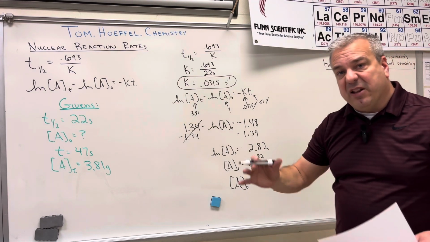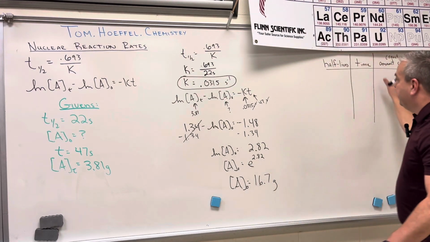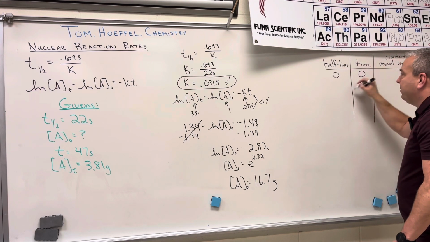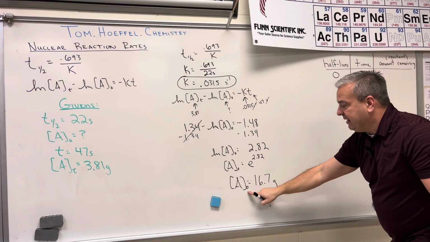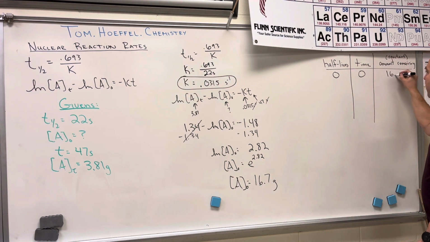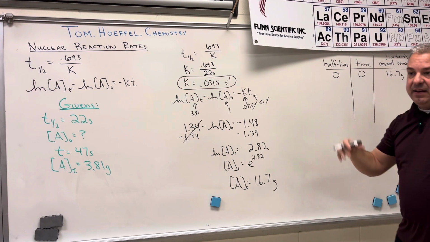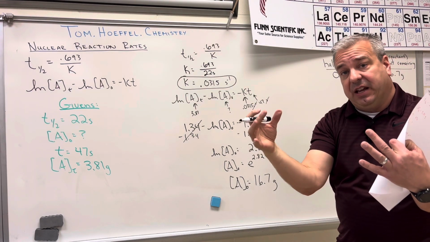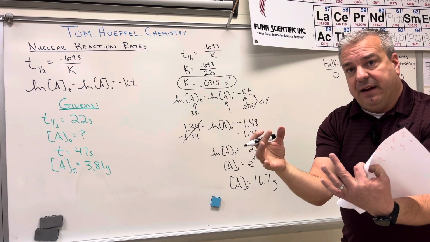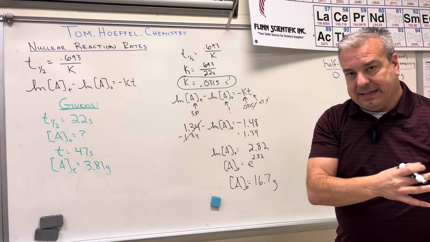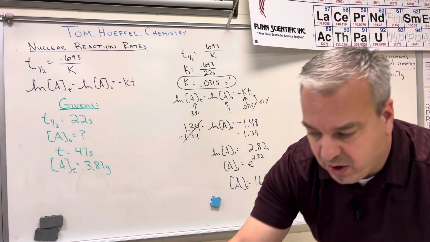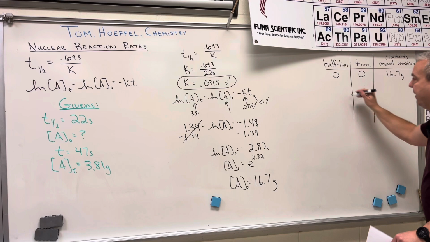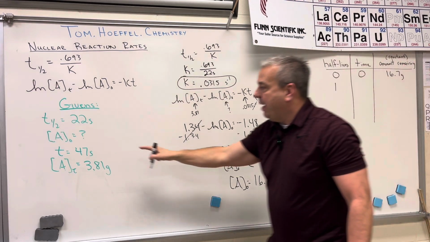Now I want to double check that answer with this chart. We're going to always set it up as time equals 0, and we're saying that the initial amount is 16.7 grams. What that means from right now is that for each half-life, it's going to get divided by 2, because that's how half-life works. So I'm going to grab my calculator and divide by 2 each time we have a half-life.